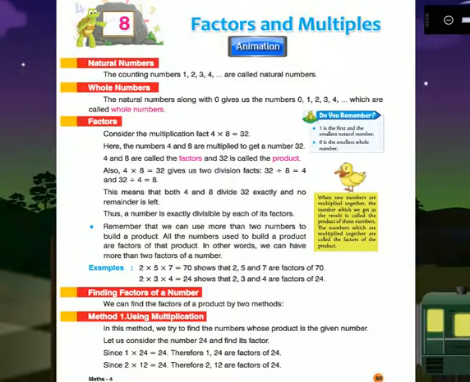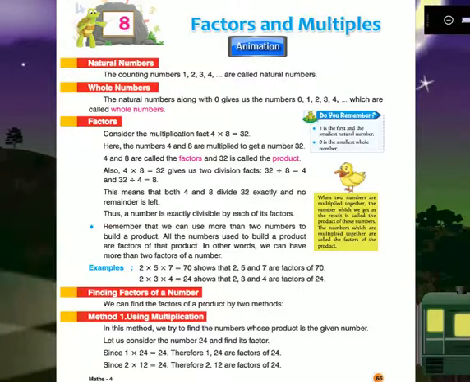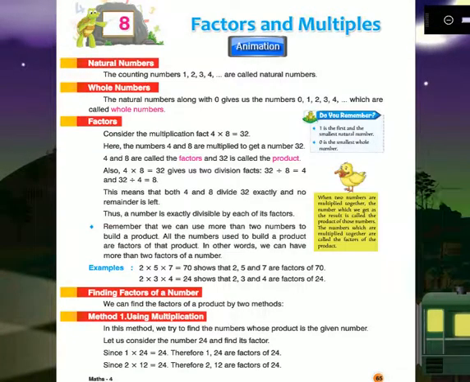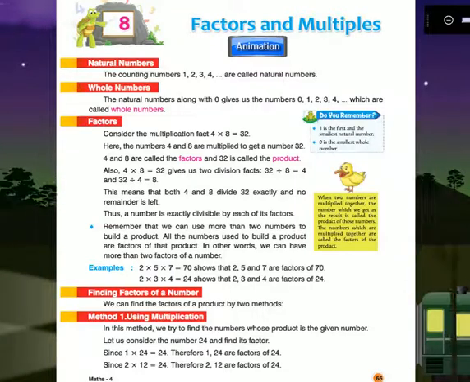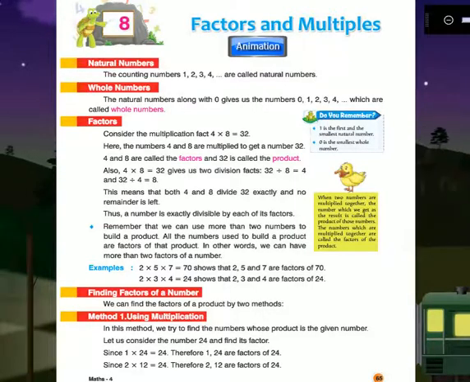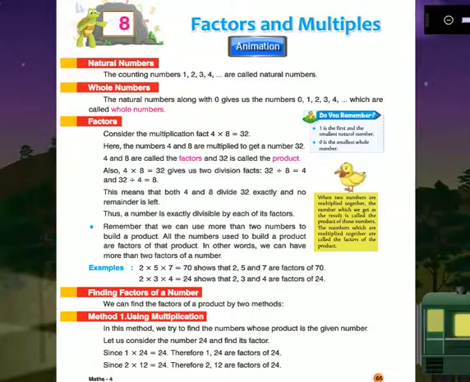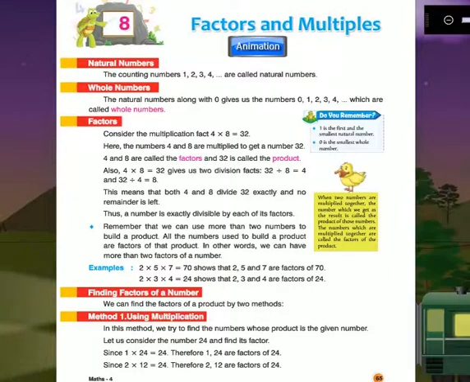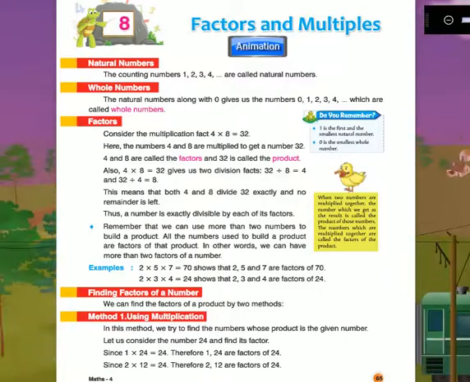Also, 4 multiplied by 8 is 32 gives us two division facts. 32 divided by 8 is 4 and 32 divided by 4 is 8. This means that both 4 and 8 divide 32 exactly and no remainder is left. Thus, a number is exactly divisible by each of its factors.